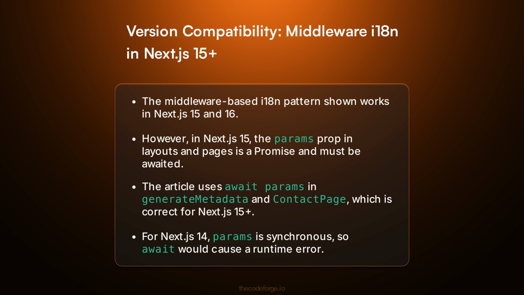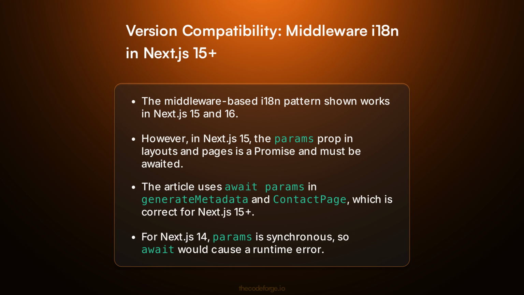However, in Next.js 15, the params prop in layouts and pages is a promise and must be awaited. The article uses await params in generateMetadata and the contact page, which is correct for Next.js 15 plus. For Next.js 14, params is synchronous, so await would cause a runtime error. Ensure your Next.js version matches the syntax used.